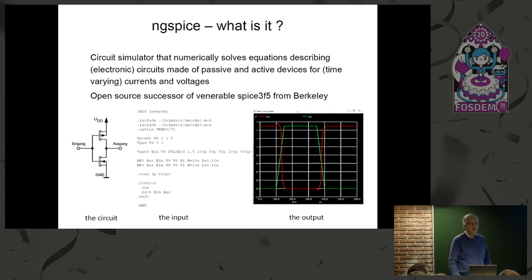What do we have? On the far left, a simple circuit, here a CMOS inverter. But this is not the input SPICE typically has, because it's a command line input. We use the thing in the middle, a netlist, which gives us the devices, the connections and some simulation commands. And the output is on the right. This is a graphical output of, for example, voltages versus time. You see some pulse waveforms, input and output of an inverter.